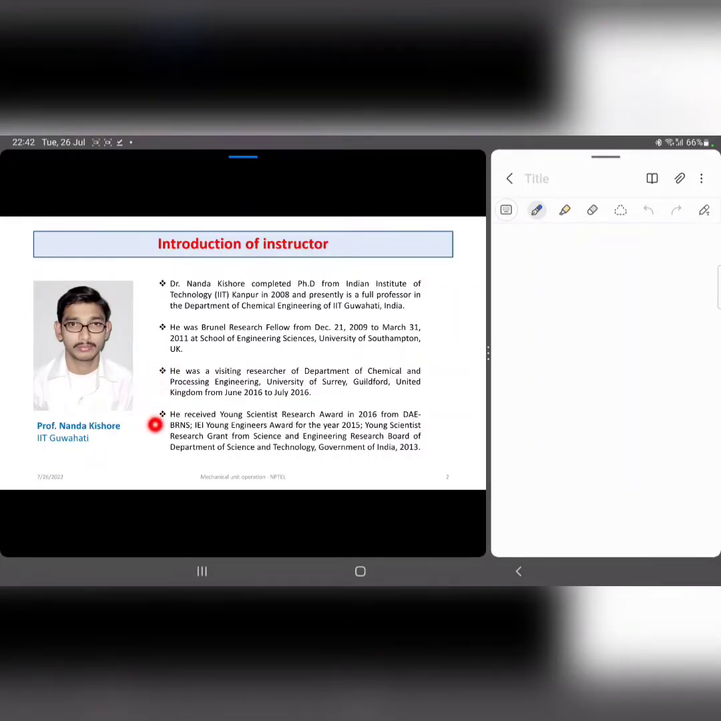He received many awards. Some awards are the Young Scientist Research Award, the IEI Young Engineer Award for the year 2015, and the Young Scientist Research Grant from the Science and Engineering Research Board of the Department of Science and Technology. And he is very keen to teach the mechanical unit operation course, and he has been taking this course for quite some past sessions.